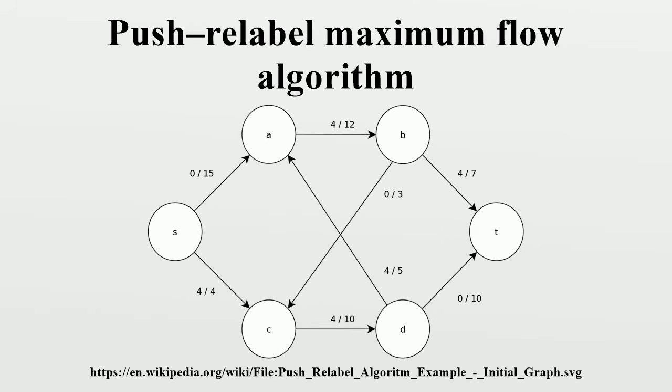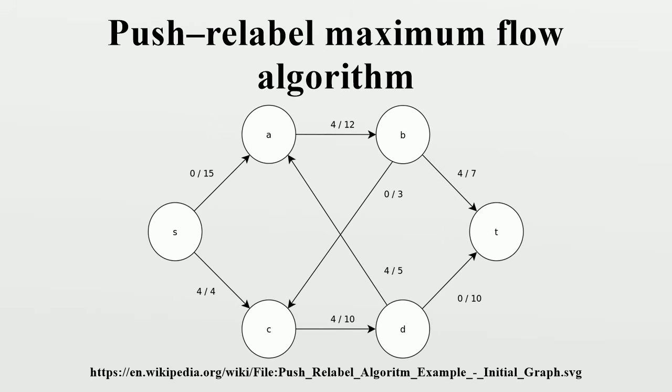A push operation that causes f(u, v) to reach c(u, v) is called a saturating push, since it uses up all the available capacity of the residual edge. Otherwise, all of the excess at the vertex is pushed across the residual edge. This is called an unsaturating or non-saturating push.